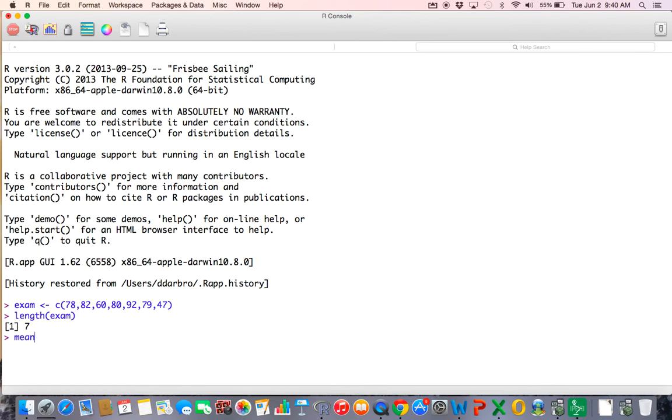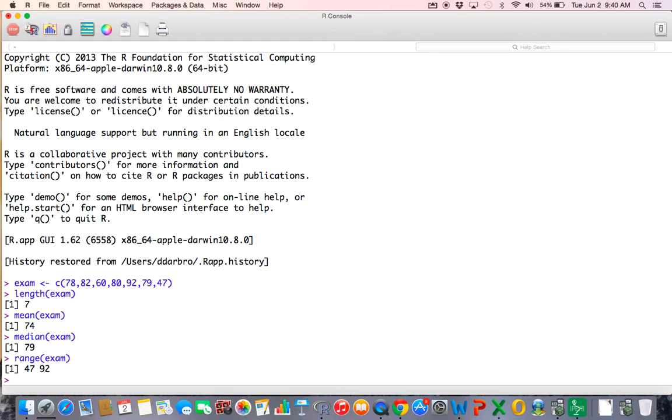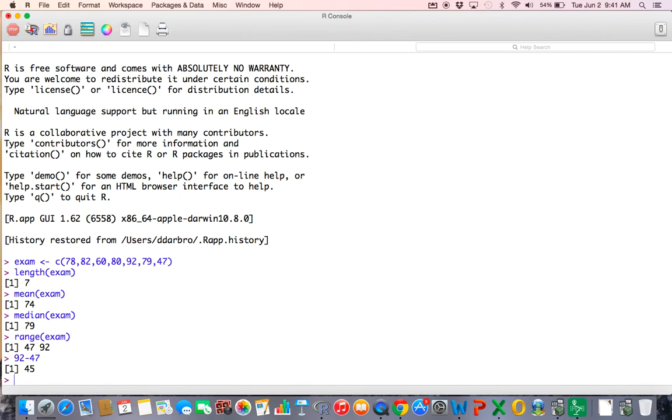Next thing we found was the mean, 74. Next thing we found was the median, 79. The next thing we found was the range. Now the range doesn't give you what you would think. It gives you the high and the low score. So what you would have to do here, just pretty much like you do in your calculators, is make the subtraction to come up with the range. But it does isolate the 2 scores that you need to subtract the smaller one from the bigger one. Okay? To get the quartiles, the easiest way to do that is called quantile.